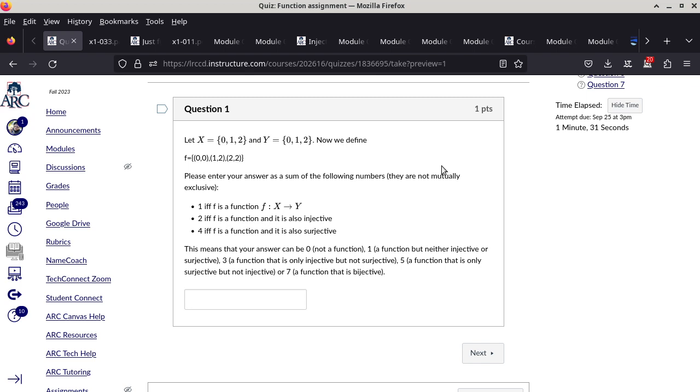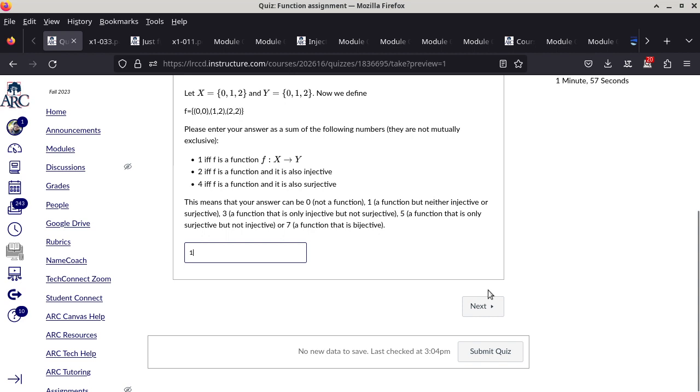Okay. Is it an injection? No. It is not an injection because 1 and 2 from the domain both map to 2 in the codomain. And then the third question, is it a surjection? It is not a surjection because 1 in the codomain is not mapped to. So the correct answer to this one should be a 1. It is just a function. Okay, next.